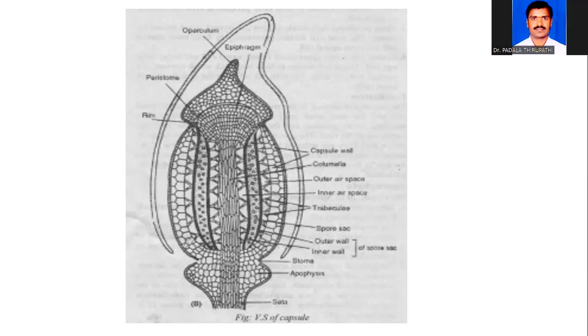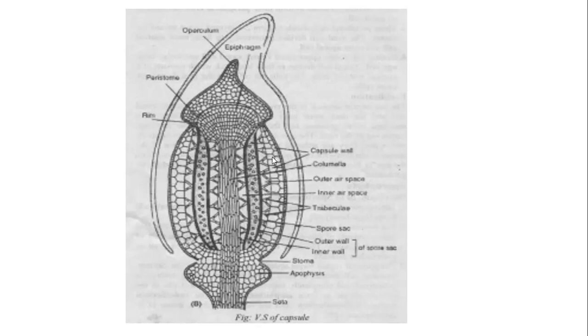The capsule is present on the seta. Where is this capsule lying? In the air. So when the wind blows, the capsule will be moving in the air, just moving according to the wind. So whenever the capsule is moving in the air, there is every chance for the spore sac to get damaged. It is surrounded by a very thin spore wall. There is every chance for that spore wall or the spore sac to rupture.